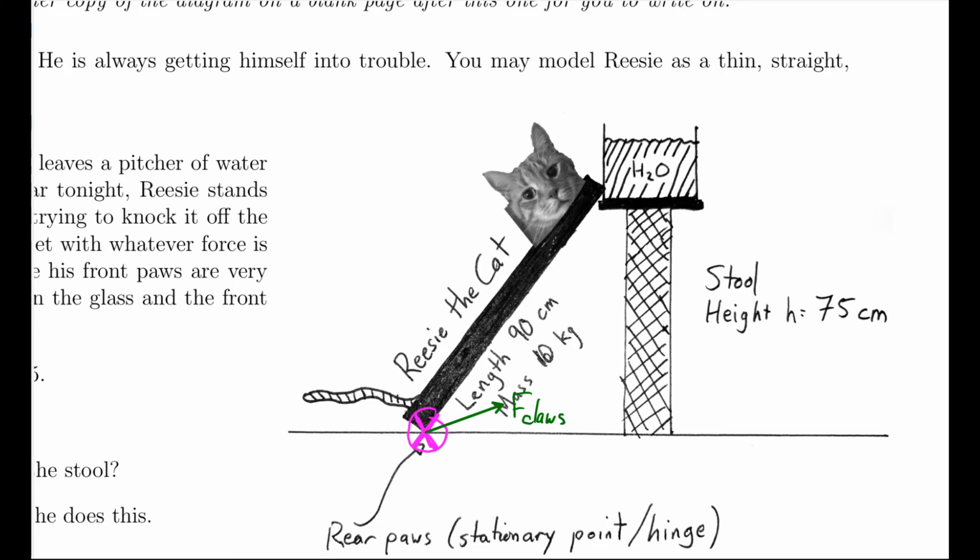But there are two forces that matter a lot. Reese's weight pulls him down like this. So this weight is just going to be mg.